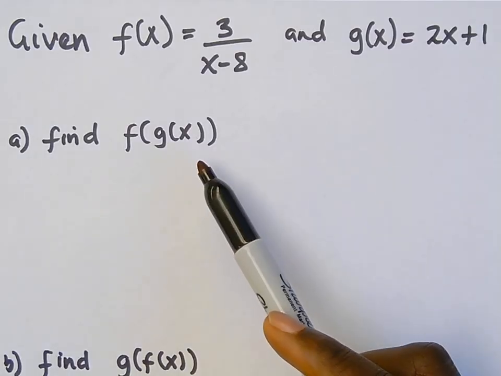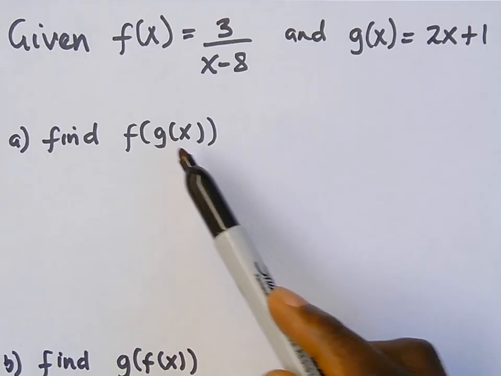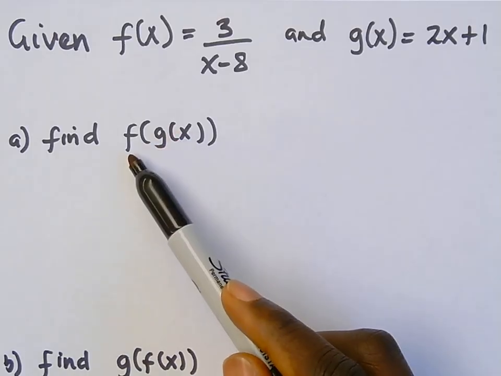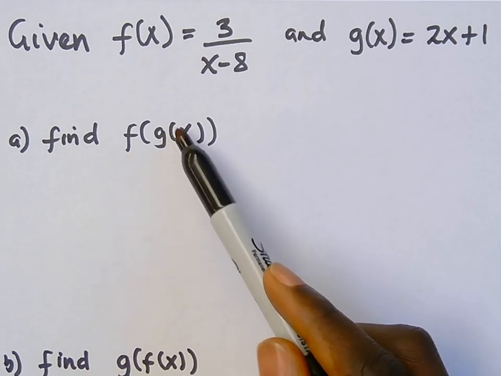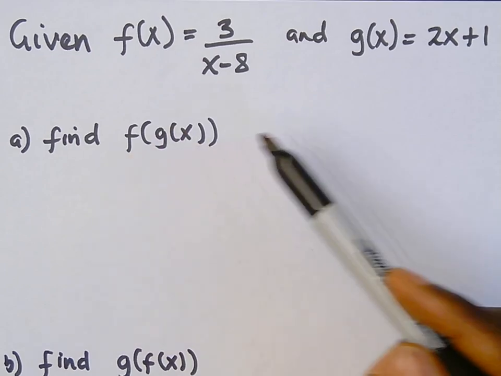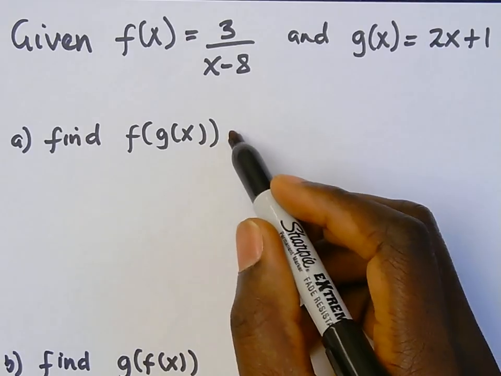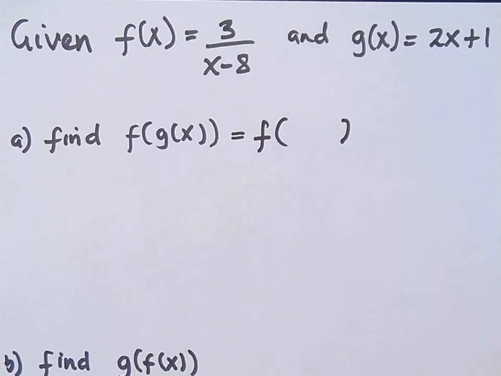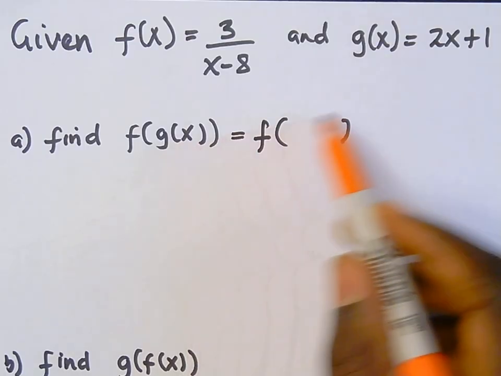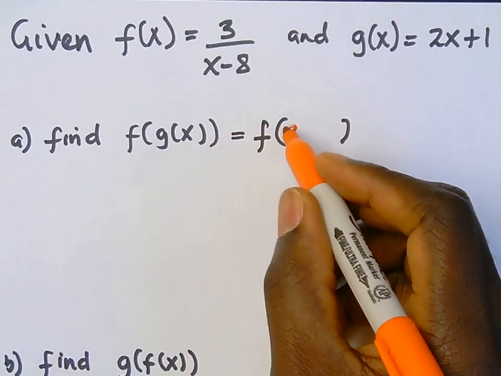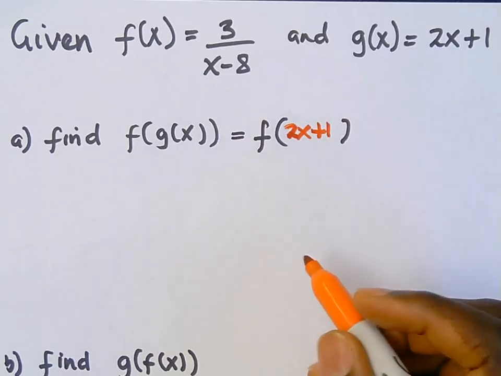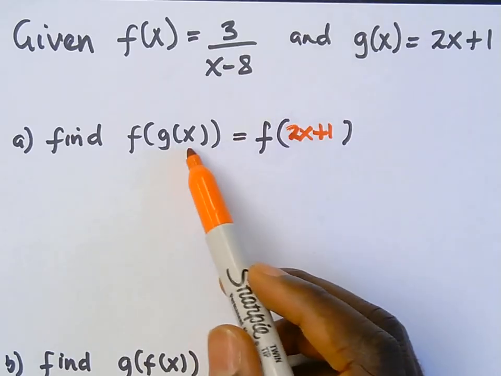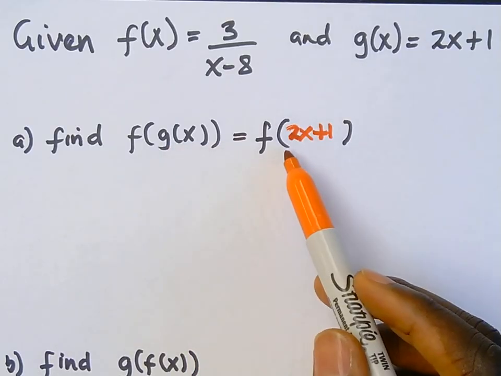So what does this mean? This is saying that we should find the function g of x right here and plug it into the function f. So we are working from the inside out. So this is going to look like this. So f of, now I know g of x is giving us 2x plus 1. Okay, so what I did was plug in the function g of x right here into the expression. So then that equals to that.